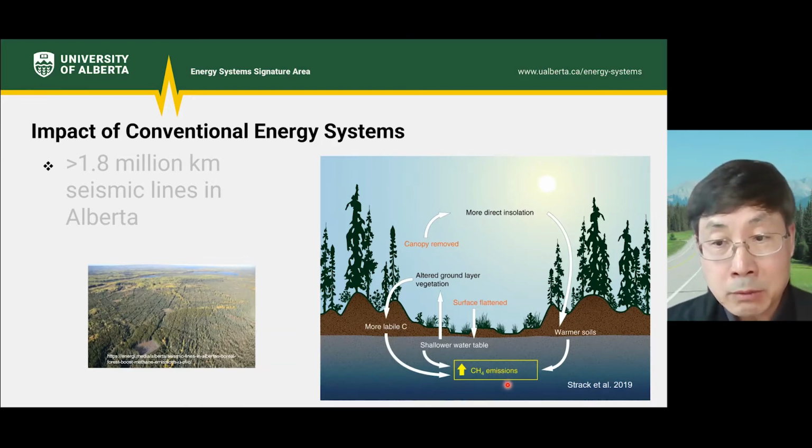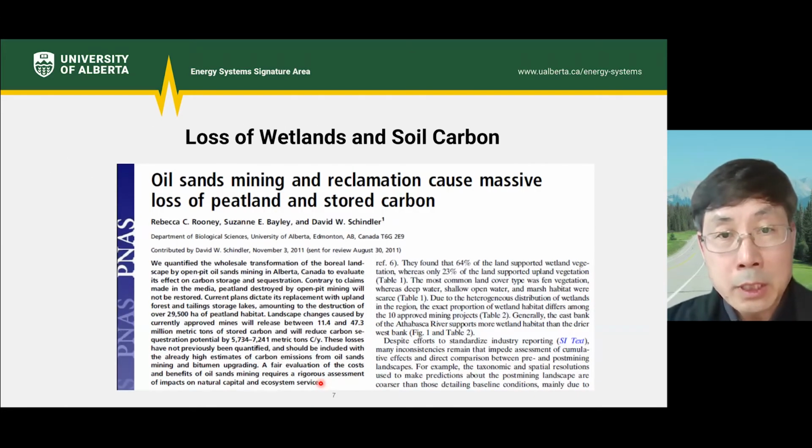But their recent work indicates that even in these seismic lines, and this is more looking at a wetland type of ecosystem, the disturbance by removing the canopy, changing the thermal condition of the soil, changing the hydrology, and raising the water table would increase the methane emissions. And this obviously, as you all know, is a fairly potent greenhouse gas. And so those are some of the impacts that could be caused by the exploration of conventional energy in this country.